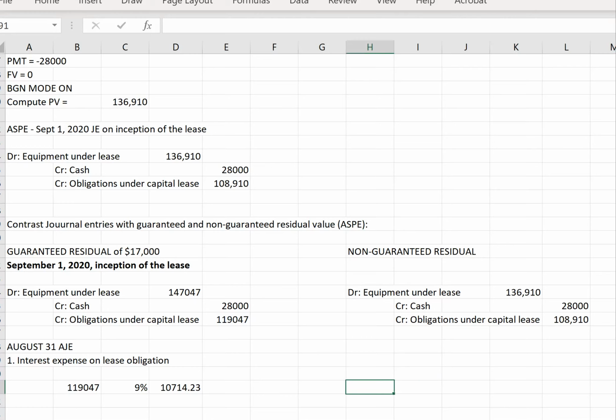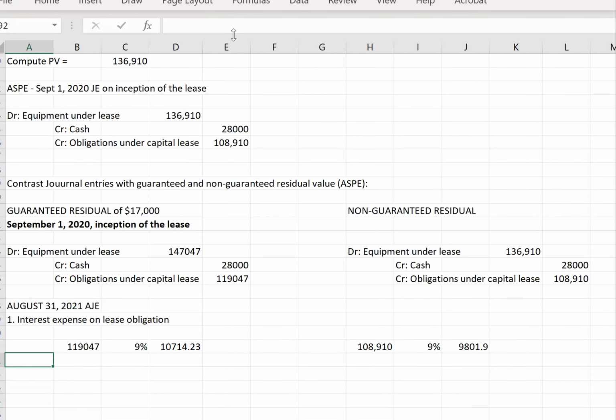So we're going to have this lease obligation here, and then we're going to have 9% as the interest rate. So this times this. Now let's just check the periods here. This lease was signed on September 1st, 2020, and this is going to be our December 31st, 2021 adjusting entry, meaning this is actually a 12-month period.